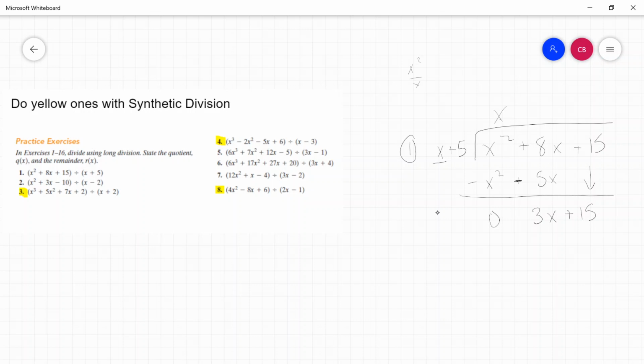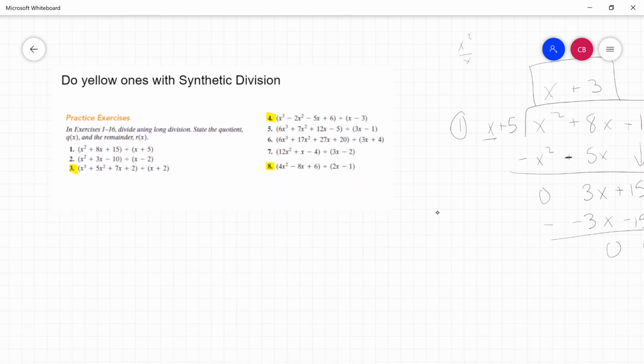Now, x goes into 3x 3 times, so plus 3. 3 times x is 3x. 3 times 5 is 15. Remember, they're both positive. And then we subtract both of them. So minus, minus. This is going to be 0 and 0. So then we are done. This is the division of that.